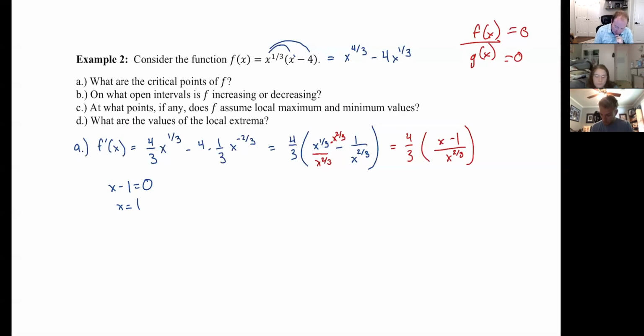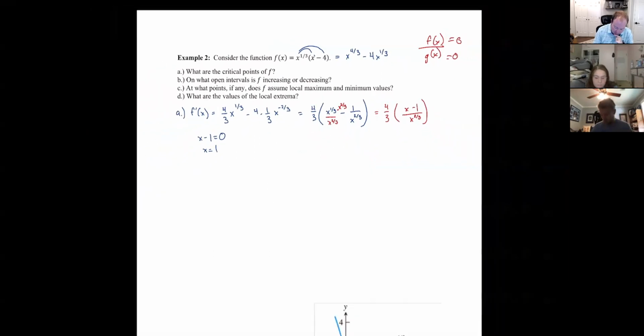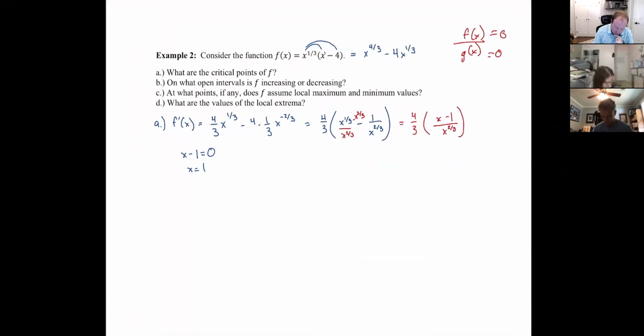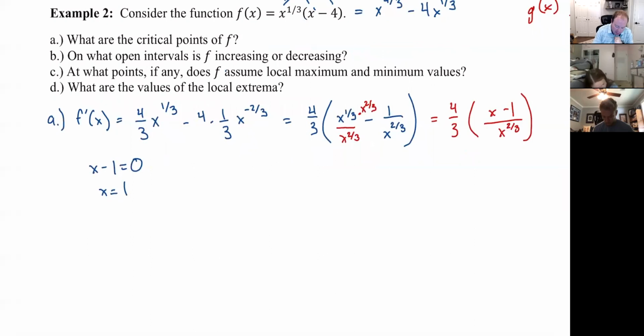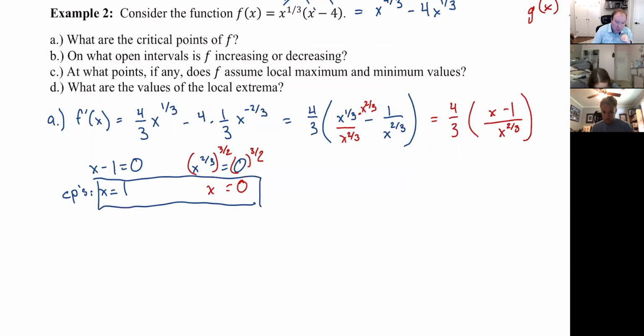The other scenario we'll look at is when we have the denominator x to the 2/3, and we set that equal to 0. And of course, you could think about raising both sides to the 3/2 if you want to do it formally, or you may have just noticed, oh, x is definitely 0 here. So these are my two critical points.